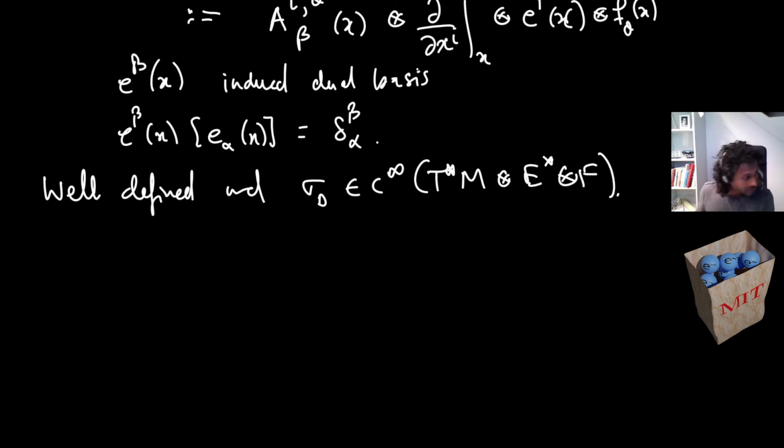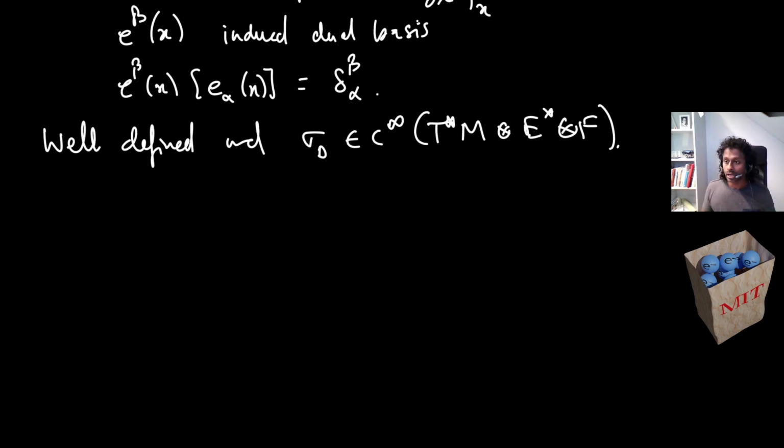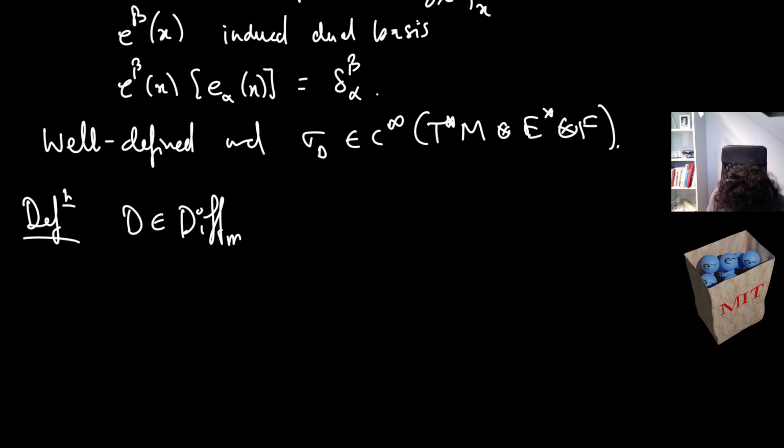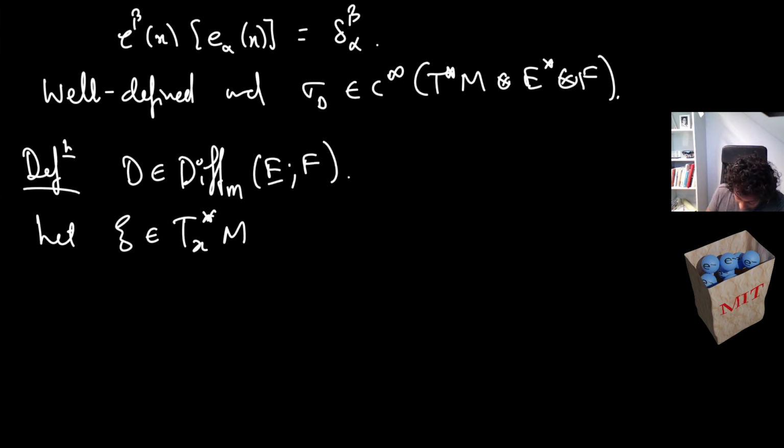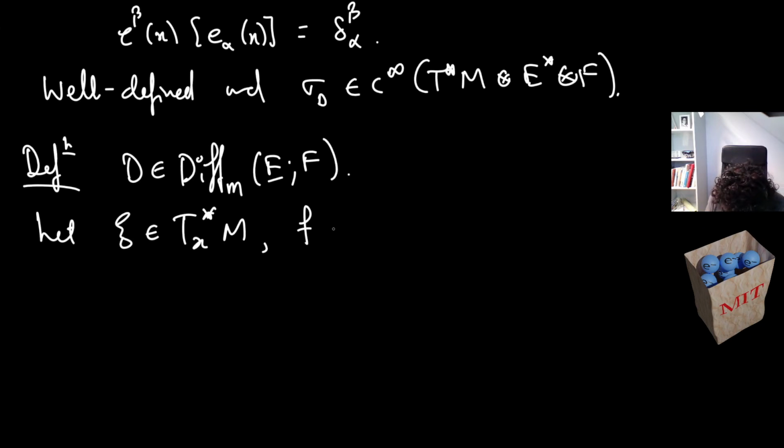So taking inspiration from this first order case, this is called the principal symbol. What we've done is we've computed the principal symbol for a first order operator. So taking inspiration from this, let's define the principal symbol when we have a differential operator of at most order n. Okay, so let me fix a cotangent vector, and let me take a smooth function.